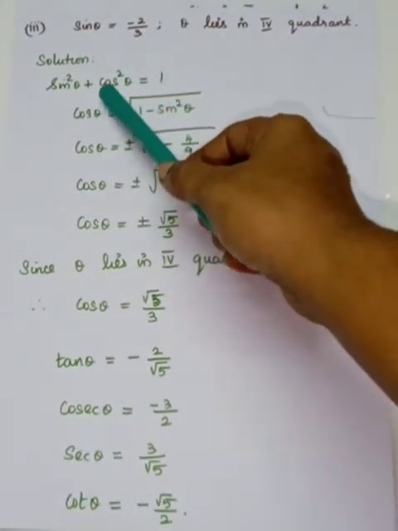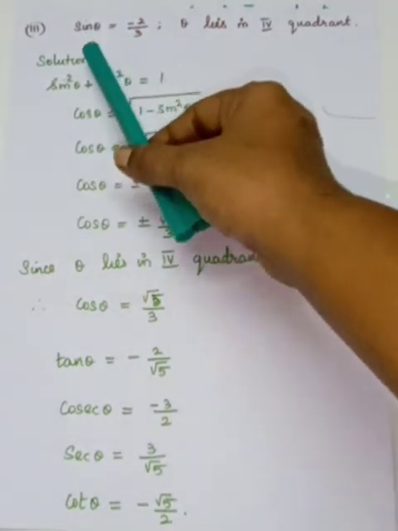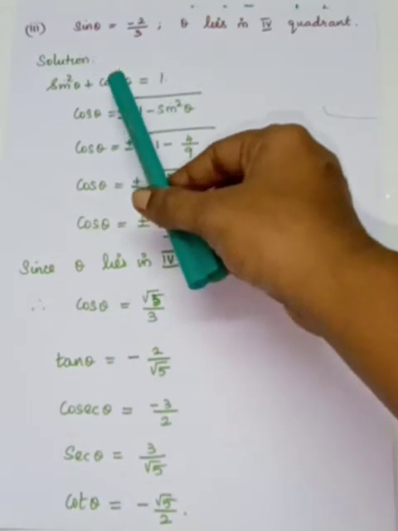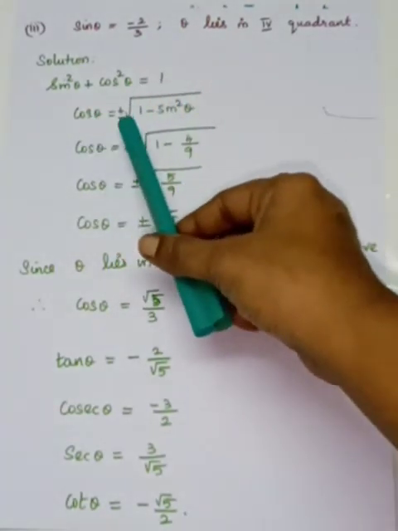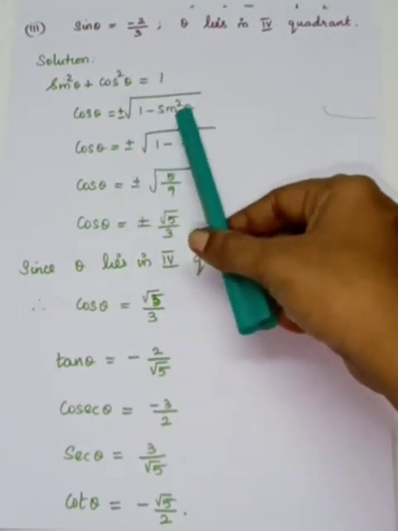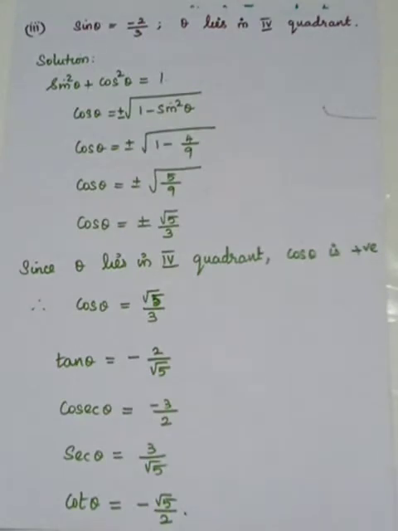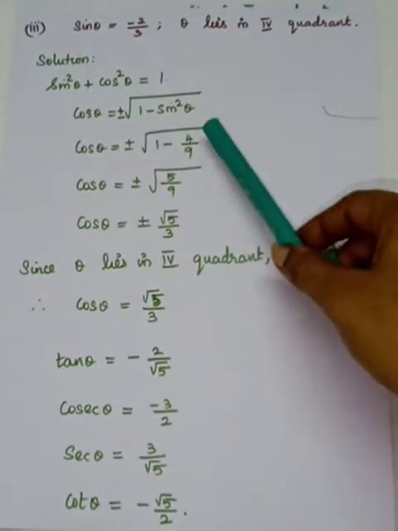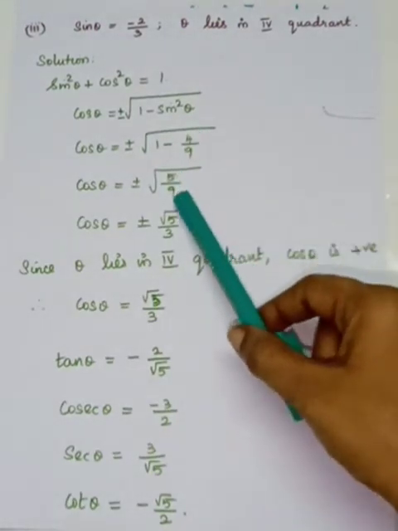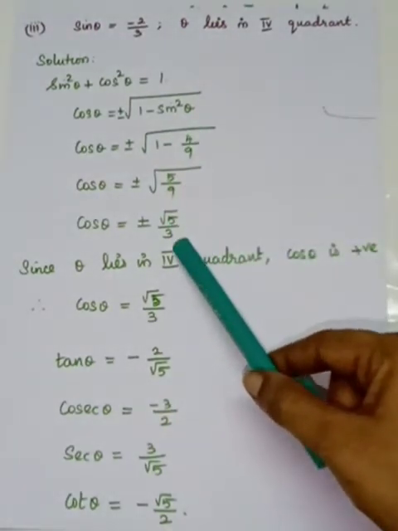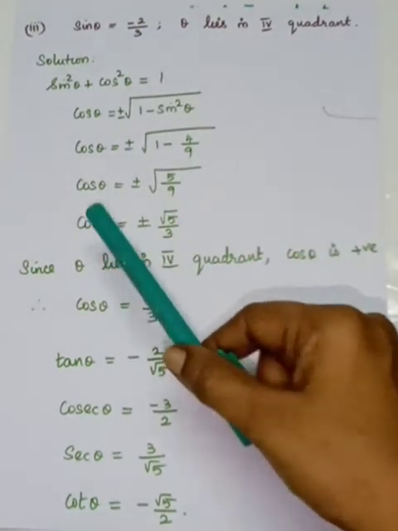In the same way, you use the identity sin square theta plus cos square theta equals 1. Here sin theta is given, and you are going to find cos square theta. So cos square theta is equal to 1 minus sin square theta. Cos theta is equal to plus or minus square root of 1 minus sin square theta. In the place of sin theta, you substitute minus 2 by 3. So sin square theta becomes 4 by 9. If you take LCM, it is 9 minus 4, that is 5 by 9. If you take the square root, it is root 5 by 3. See that theta lies in the fourth quadrant, meaning cos theta is positive.